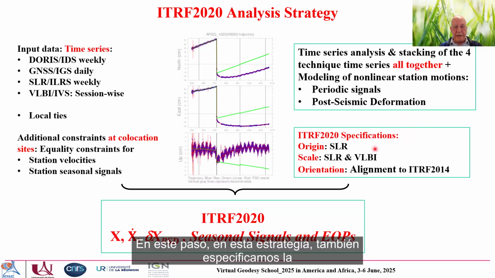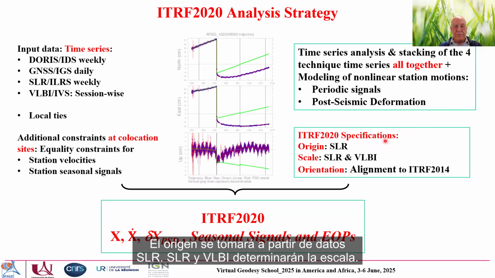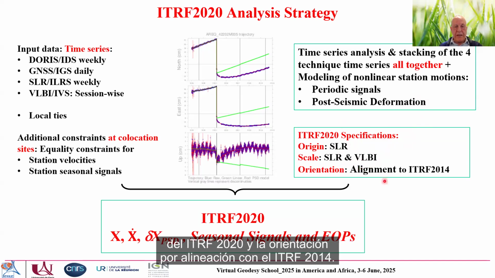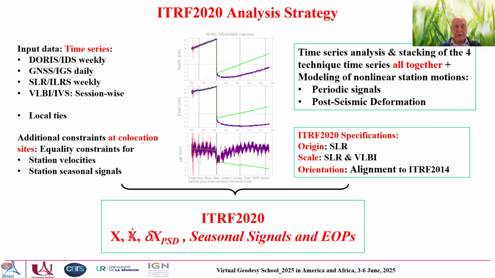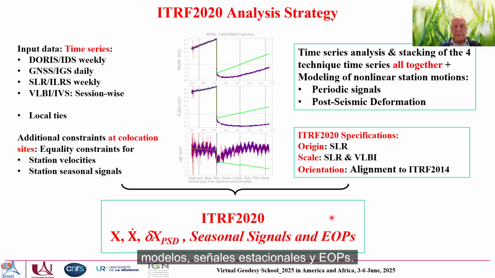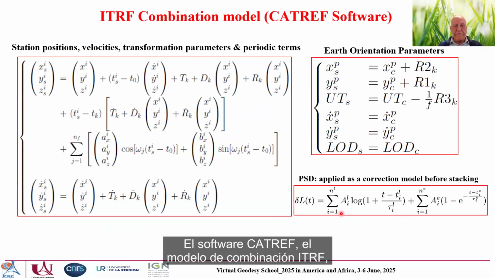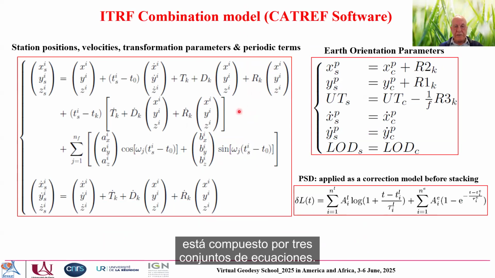In this strategy, we also specify the ITRF 2020 definition. The origin will be taken by SLR data, and SLR and VLBI will determine the scale of the ITRF 2020, and the orientation by alignment to the ITRF 2014. And in the bottom, you have the output of the ITRF 2020: station positions, velocities, post-seismic deformation parametric models, seasonal signals, and EOPs. The CATREF software, the ITRF combination model, is composed of 3 sets of equations.